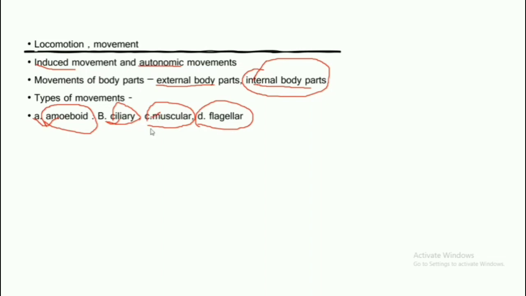The next one is the muscular movement. Muscle cells undergo contraction and relaxation, so they help the body organs to move as well as help in locomotion. What about the flagellar movement? If we see the structure of a sperm, the sperm has head, neck, middle piece and the tail. The tail shows whip-like movement, and with the help of this whip-like movement, the sperm can move from one place to another place. So that is flagellar movement, and with this we have completed the point of locomotion and movement.